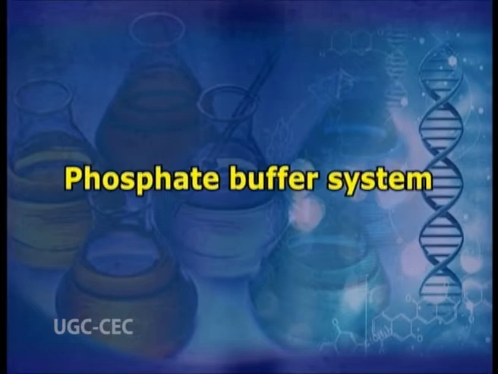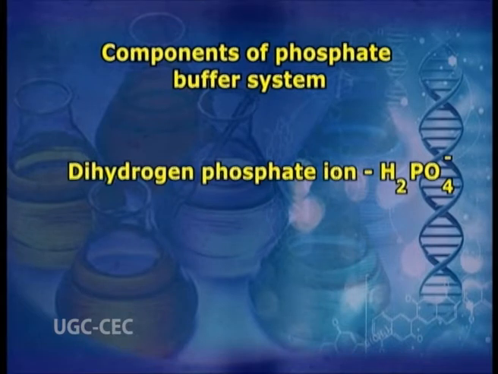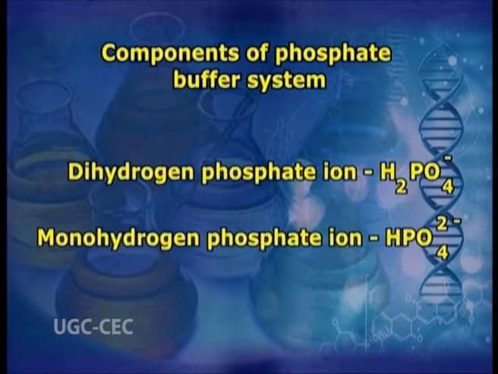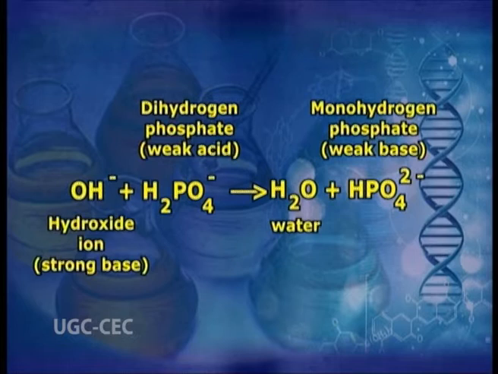Phosphate buffer system. The phosphate buffer system acts via a mechanism similar to the one for the carbonic acid bicarbonate buffer system. The components of the phosphate buffer system are the ions dihydrogen phosphate, H2PO4 minus, and monohydrogen phosphate, HPO4 2 minus. Phosphates are major anions in intracellular fluid and minor ones in extracellular fluids. The dihydrogen phosphate ion acts as a weak acid and is capable of buffering a strong base such as hydroxyl ions as follows.